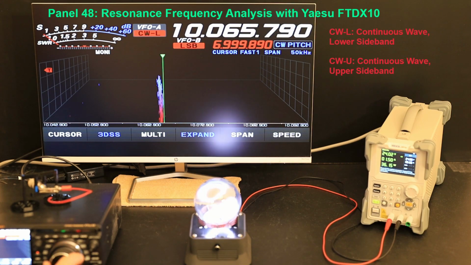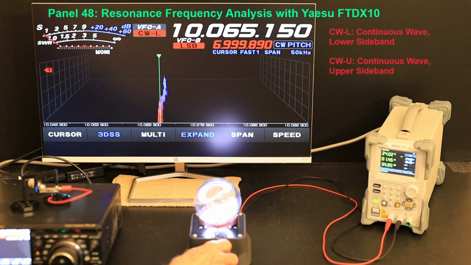In summary, the resonance frequency was measured to be 10.065 MHz. The coil inductance is calculated to be 2.77 microhenry, and the capacitance approximated to be 90.20 picofarad.